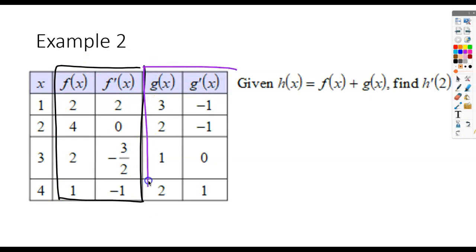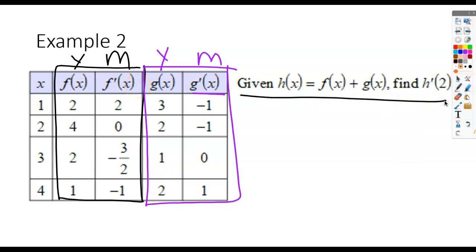But then they change the story a little bit, and they give us some information about another function called the g function. So here are all the y values for the g function. When x equals 1, y equals 3 for the g function. When x equals 2, y equals 2, and so on. They also give us the slopes, or the instantaneous rates of change, for the g function for those same x values. So we have y values and slope values for two different functions, f and g. Now let's take a look at the question over here.